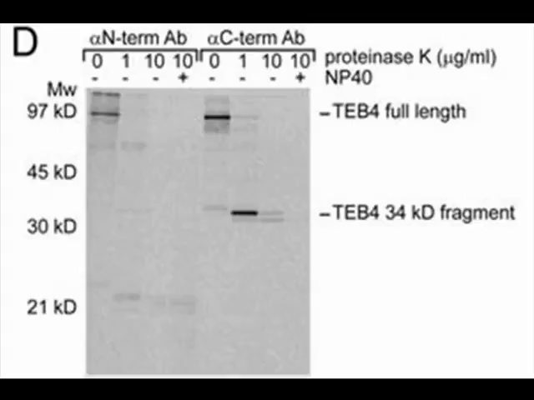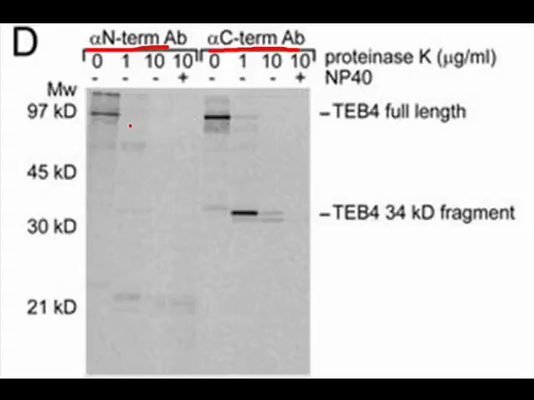Here they used hamster cells expressing TEB4 from a plasmid, which were then metabolically labeled with radioactive sulfur. The cells were permeabilized, treated with proteinase K, and the internal membranes lysed and spun down. The pellet was resuspended and immunoprecipitated with the N-terminal and the C-terminal antibodies directed towards TEB4.